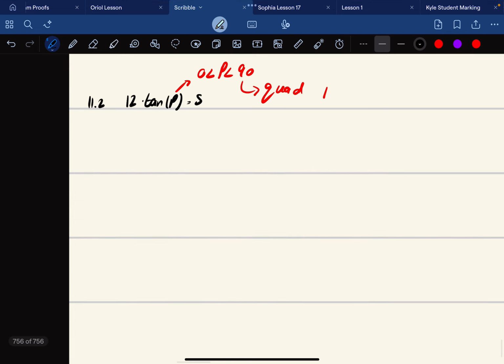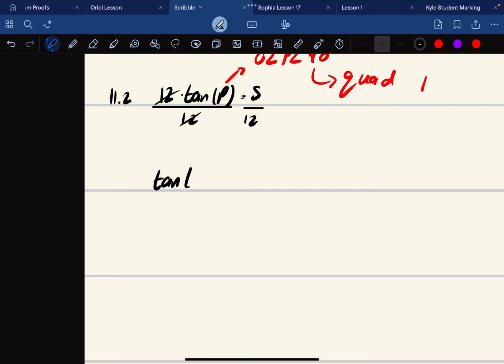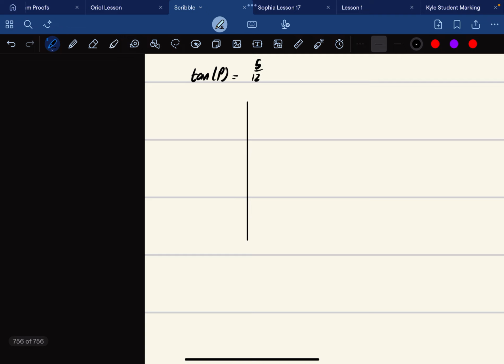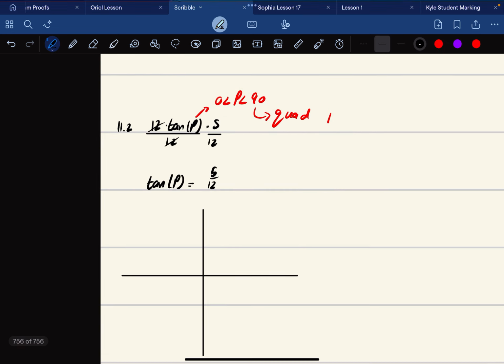So let's do that. But before we go there, 12 tan P is equal to 5. Let's simplify that. Let's divide both sides by 12. Cancel, cancel. We have tan P is equal to 5 over 12. And now we could use this to draw our sketch. We know we are in what quadrant? Quadrant number 1, because P is acute, which they told us.